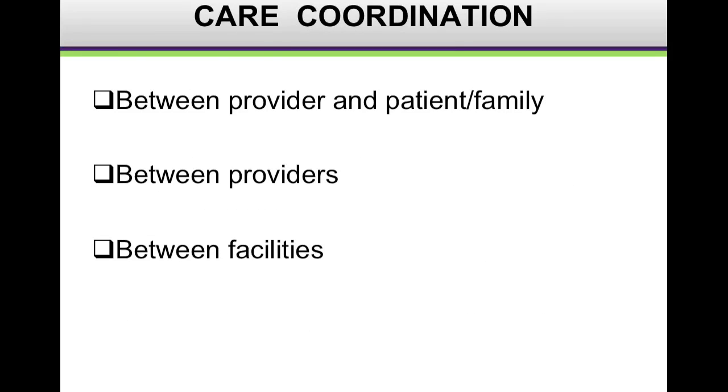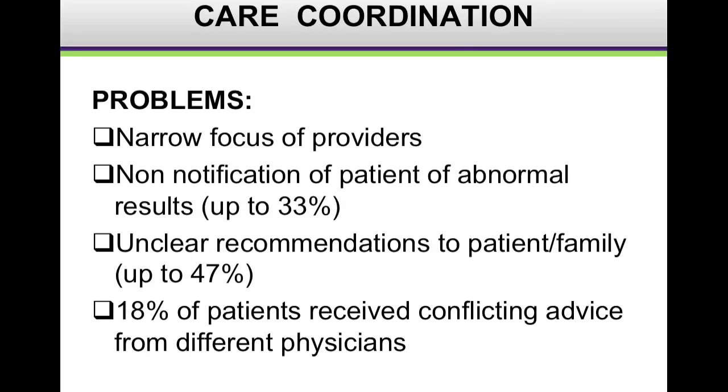Now, I want to talk a little bit about care coordination. This is extremely important. Other speakers will talk to you about this, and I'm sure all of you in this audience have got your own views as to how this is bad and how this can be improved. Now, I want to talk about care coordination between 3 different groups: between the provider and the patient and the family, which is the one we tend to think of as being most relevant; between providers, and there are big gaps here; and between facilities, and also big gaps here. Let's look at this. The problems are, as I see it, the narrow focus of providers.